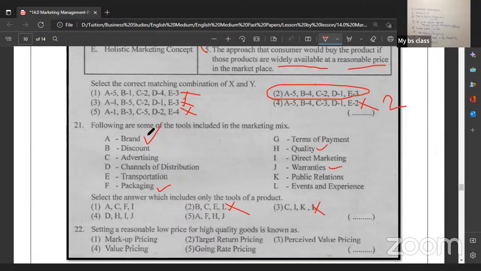Question number 21. A, F, H, J. Yes, we do have an answer, right? The fifth one.